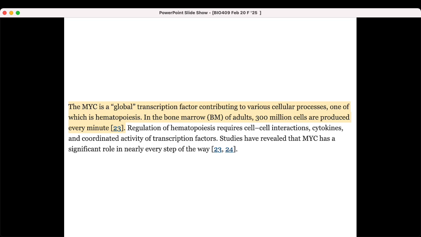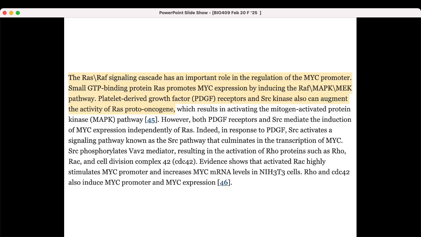So it says it's a global, and that means it's used for more than just cell signaling, cell proliferation. But this is the classic role for MYC. So it says the RAS-RAF signaling cascade has an important role in the regulation of the MYC promoter. Again, I mean the regulatory region.